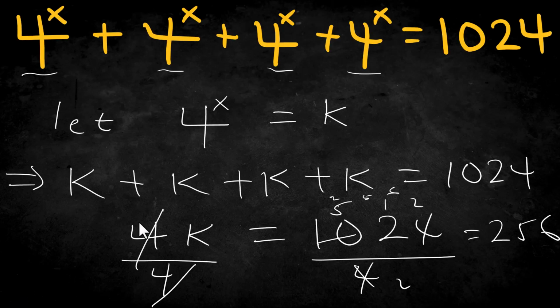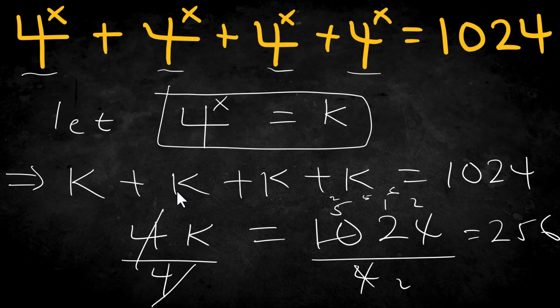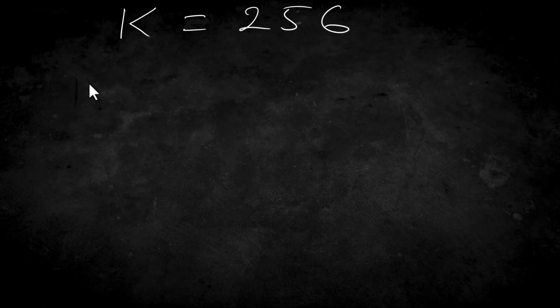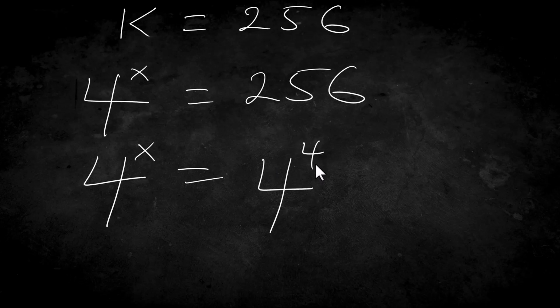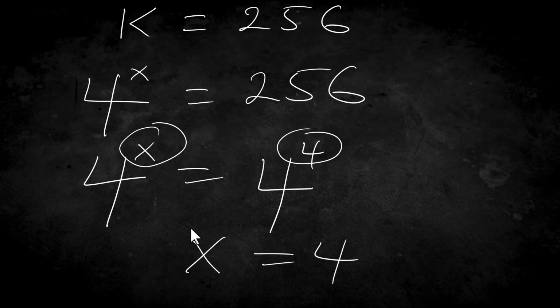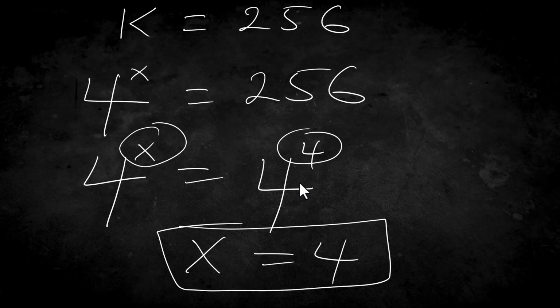But don't forget that 4 raised to x is k. So 4 raised to x is k. So we have k here, 256. So 4 raised to the power x, 256 is the same as 4 to the power 4. Let's confirm. 4 times 4 times 4 times 4 is 256. So we have x equals 4. Therefore, x equals 4. As simple as that. All right.